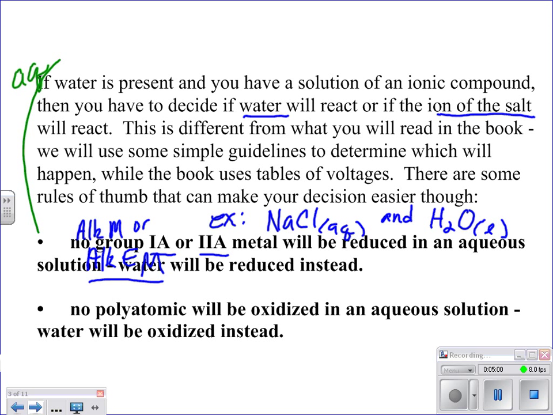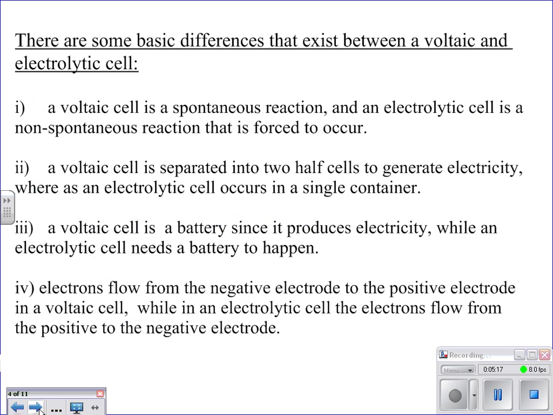And then the other part of this is that your polyatomic ions, that's your anion, instead of that being oxidized, the water is going to be oxidized instead. So I know this doesn't make much sense until we actually see it used in an example. But let's do a couple other things first.